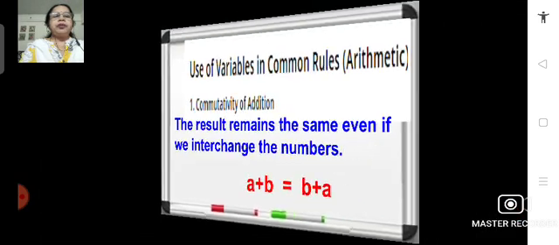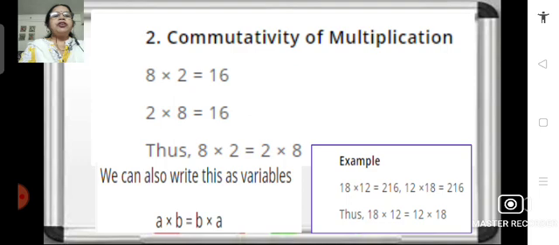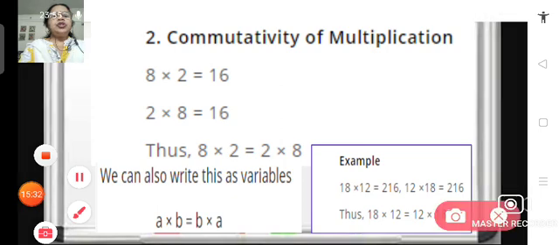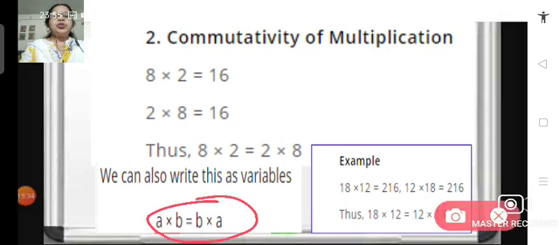That is the commutative property. Then commutativity of multiplication can also be expressed using variables: a into b is equal to b into a. Again we change the order of the numbers, still the result remains the same. So 8 multiplied by 2 is 16, and 2 into 8 will also be 16. So this is commutativity of multiplication.